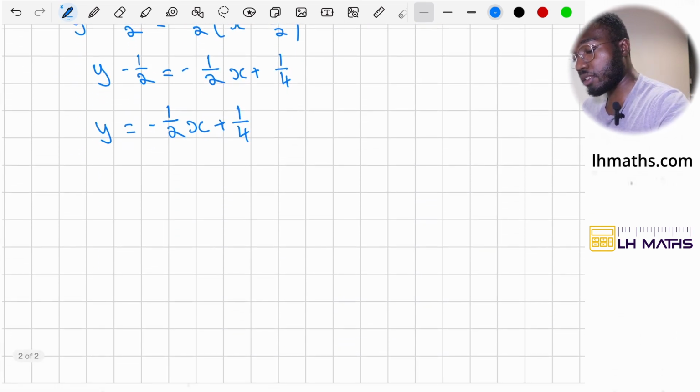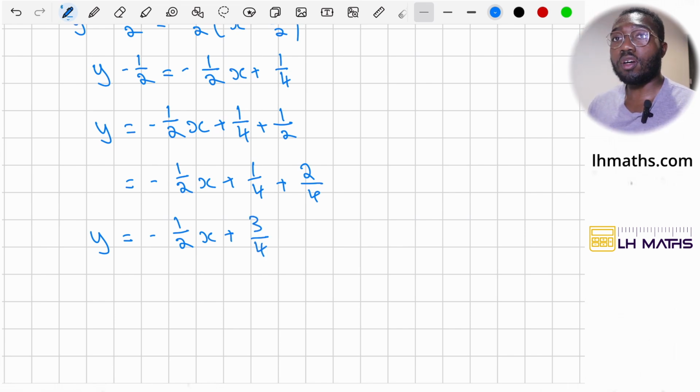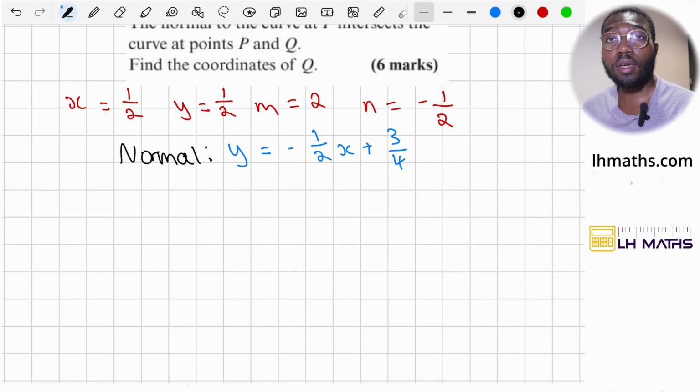And because we're going to plus a half, what we need to do is change that into a different fraction to add them together. So 1 over 2 becomes 2 over 4. Now we get that y is equal to minus a half x plus 3 over 4. So now that we have the equation of the normal, we know that the equation of the normal is y is equal to minus a half x plus 3 over 4.